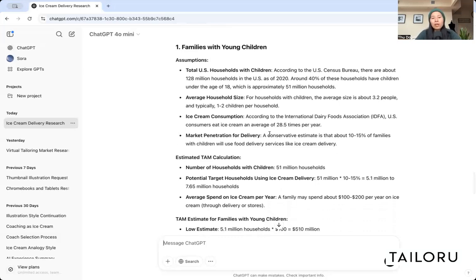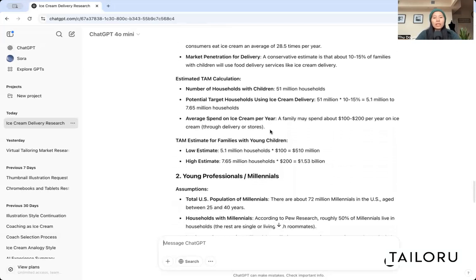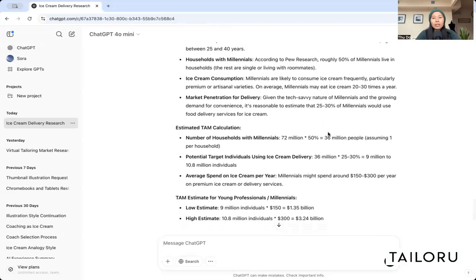And so in doing some of this math based on some of those assumptions, we get to a range of a low estimate of 510 million and a high estimate of 1.5 billion. Similarly, for young professionals and millennials, there are about 72 million of them, so a bit less than the 128 million for young families, but 25 to 30% of them should be willing to try an ice cream delivery service based on convenience.